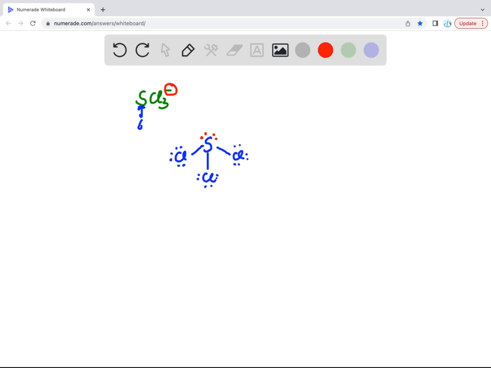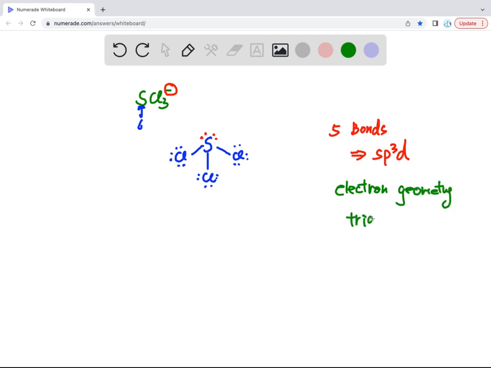As you can see here, the sulfur in this molecular geometry tends to form 5 bonds. 5 bonds means the hybridization should be sp3d. For the sp3d, the electron geometry should be the trigonal bipyramid.